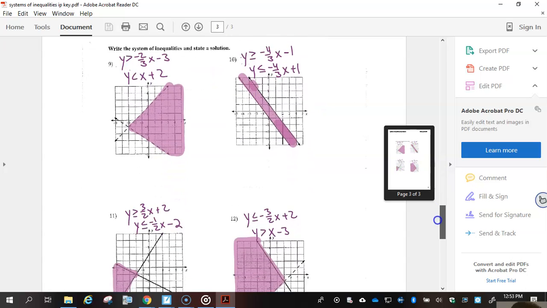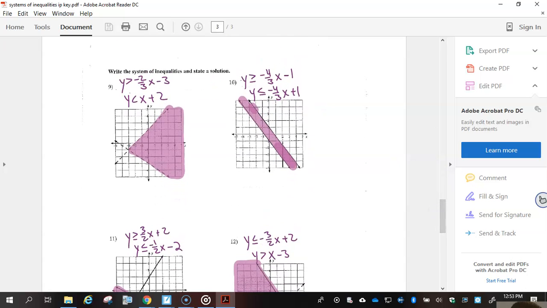For the next 4, you had to write your system of inequalities. I didn't write solutions, but we should find one. For 9, your two inequalities were y is greater than -2/3 x minus 3, and y is less than x plus 2. What would be a solution for that one? This one. -1, 0. Yes, that would work. It's right here, but it won't show that because I'm not using the pen.